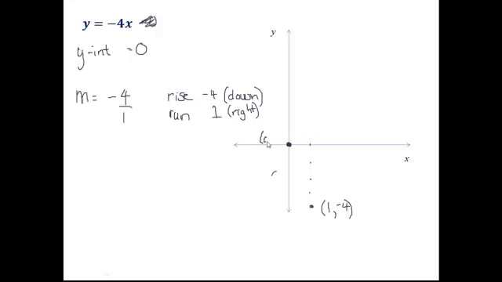Okay, so I forgot to write this one in here. So those are the 2 points on my line. I can now sketch a straight line through those 2 points, and that's the line y is equal to -4x. Okay, let's go on to example number 3.